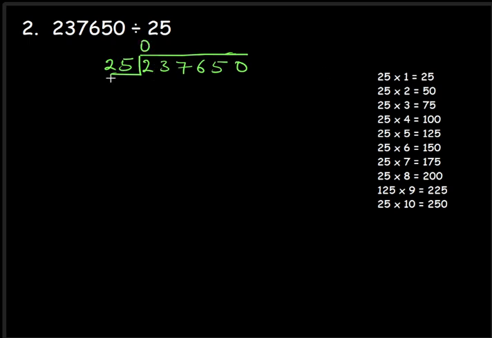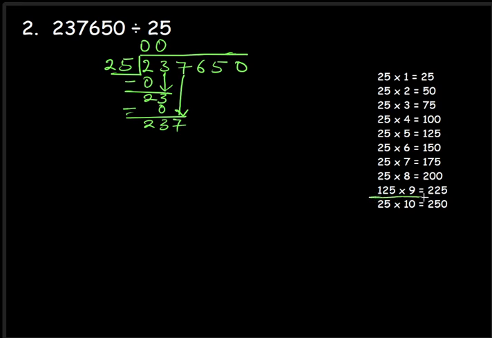So that will give us 0. 25 times 0 will give us 0. Subtract, this will be 2. Bring down 3. 25 into 23. 25 is still bigger than 23, and that will still give us 0. 25 times 0 is 0. Subtract, what do we have? This will be 23. And then we bring down 7. 25 into 237.